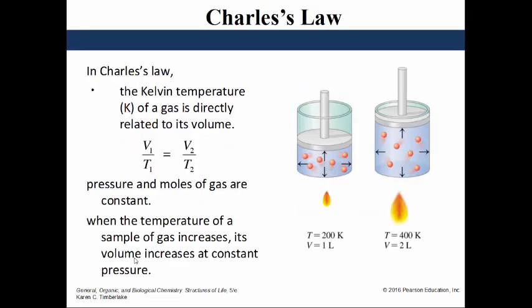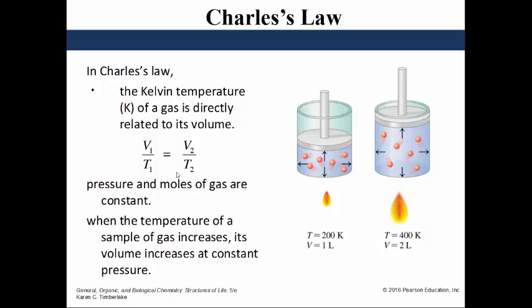Here's another graphic to illustrate that. So the Kelvin temperature of the gas is directly related to volume. If one goes up, the other one goes up. If one goes down, the other one goes down. That's assuming that the pressure and the moles of the gas are constant. In this container, you have the initial temperature of 200 Kelvin, and the volume is 1 liter. If that temperature goes up to 400 Kelvin, the volume will also go up to 2 liters. So these are directly related. One goes up, the other one goes up also. One goes down, the other one goes down also.